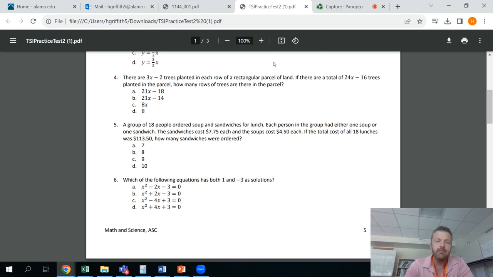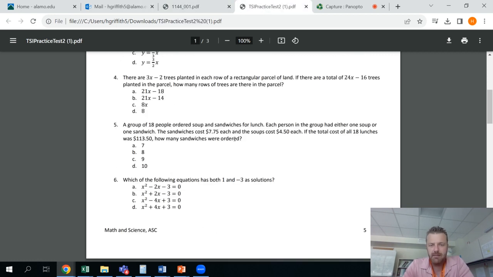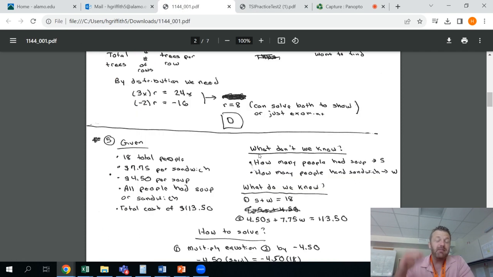So it's a lot to digest there, but let's start off by writing what we were given. We know that there are 18 total people, that each sandwich cost $7.75, that each soup cost $4.50, and that all people had soup or sandwiches, and that the total cost was $113.50. So really what we want to find is, if you go back to the actual question, how many people had sandwiches. But we really don't know how many people had sandwiches or how many people had soup. So let's make those our variables. Let's make the number of people that had soup S and the number of people that had sandwiches W.